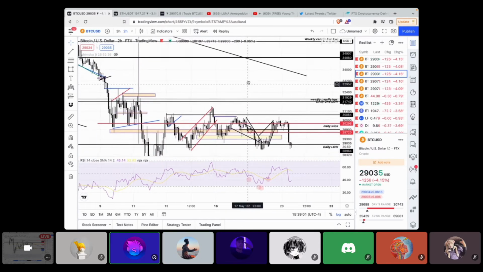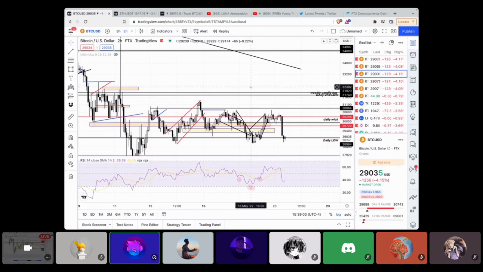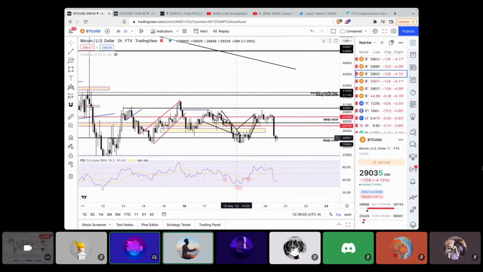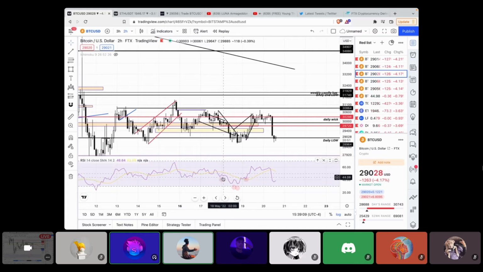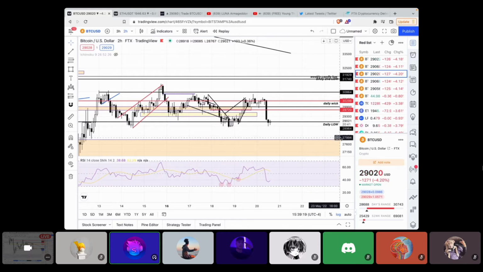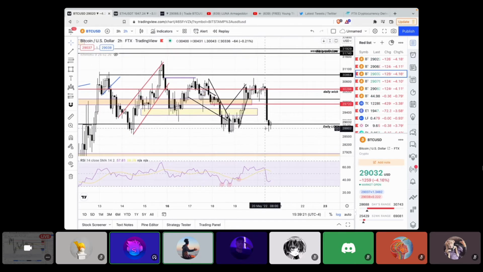Divergence. So this was me trying to catch the bottom yesterday. We see when we first made a low, when we first came down, we had volume coming down through here. We see that we tested the daily low, holding that support.